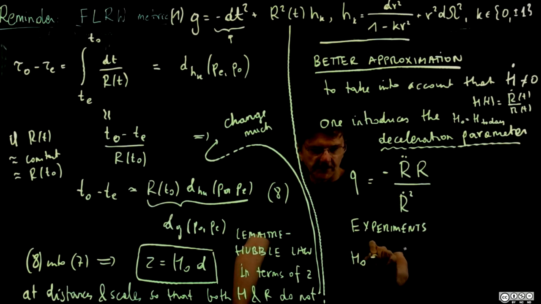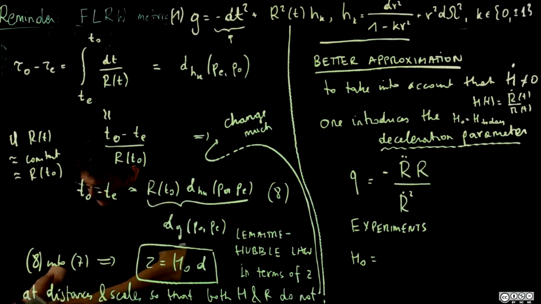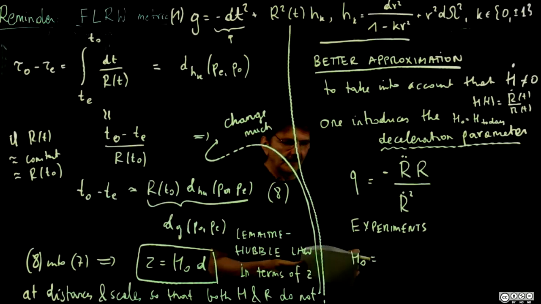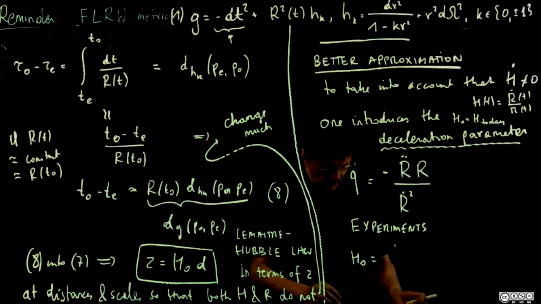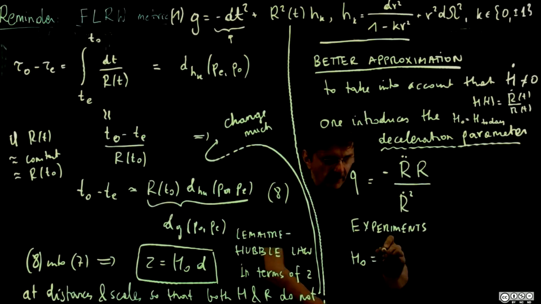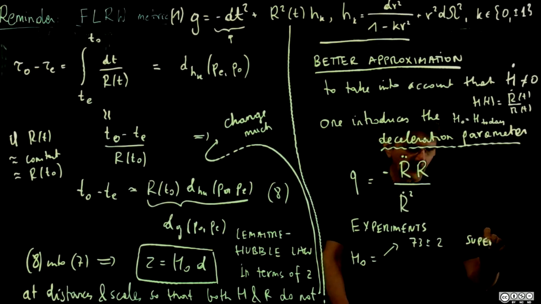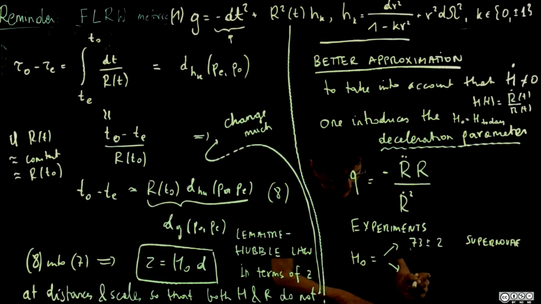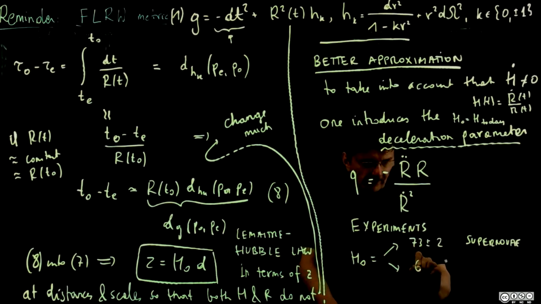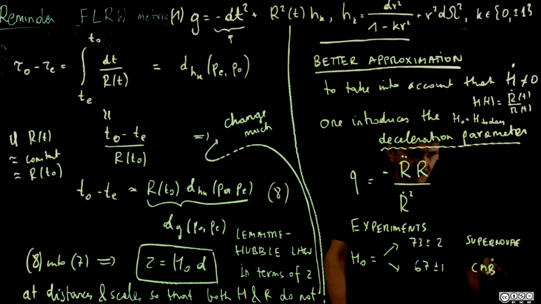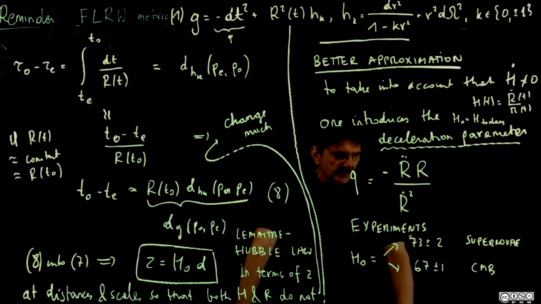Good, but the bottom line is that the experiments tell you, well, H naught. Now H naught is funny because there are two experiments which are giving you the numbers here. One number is 73 plus minus 2 from supernova. And one number is 67 plus minus 1 from CMB.